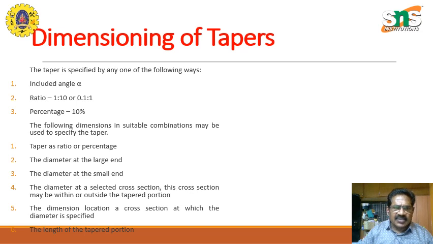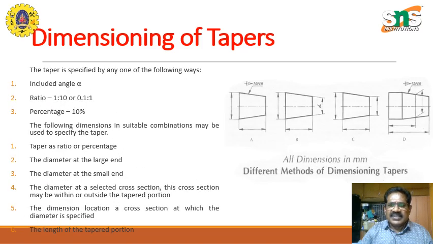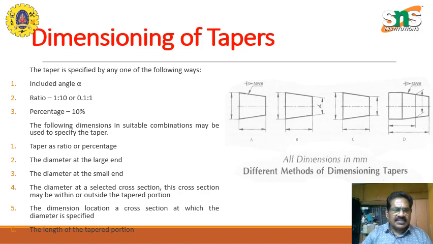The ratio is given as 1 is to 10. That means if I travel 10 mm, I come down by 1 mm. That is the taper that has been given, or a percentage can also be given. So different ways of specifying tapers are given here. One has to check and take some extra time to understand this.